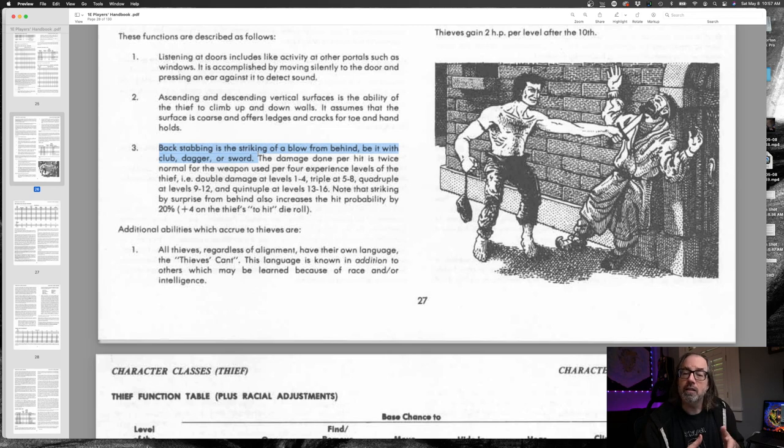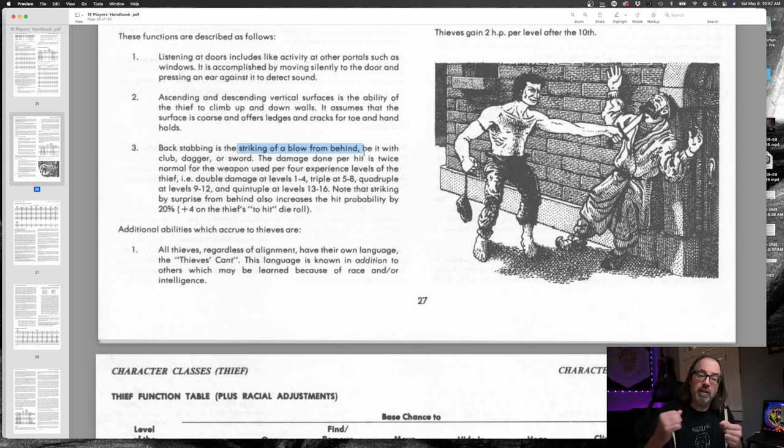What I don't see here is anything about sneaking or silently or unnoticed. But wait, right here, this part describes the damage. Down here, though, it says note that striking by surprise from behind also increases the hit probability by 20%, plus four on the d20 hit. Also, meaning that striking a blow from behind is all you need to do in first edition AD&D to achieve a backstab. You don't need to do it by surprise. You need to just be behind him.